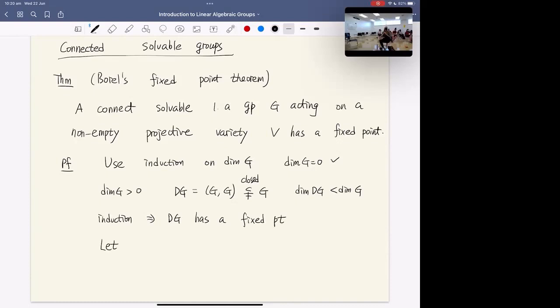So now, if we take the set of all fixed points under this group DG, then the exercise is to show that this is a closed subset in the original projective variety. So now W is also projective. This means that we can assume DG just acts trivially, by replacing V by W. Okay, thanks.